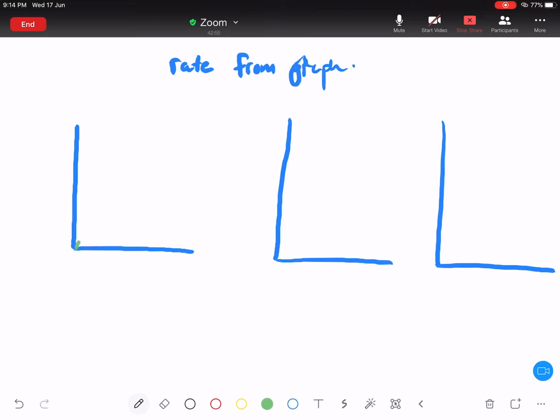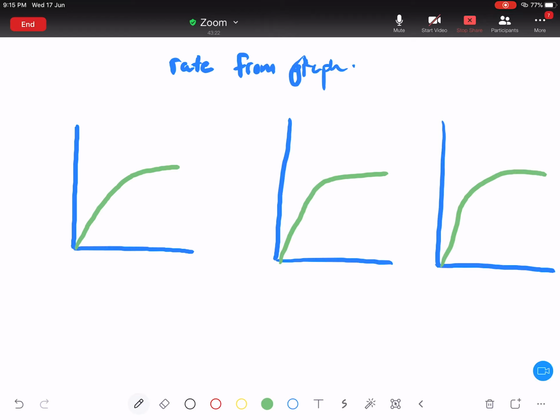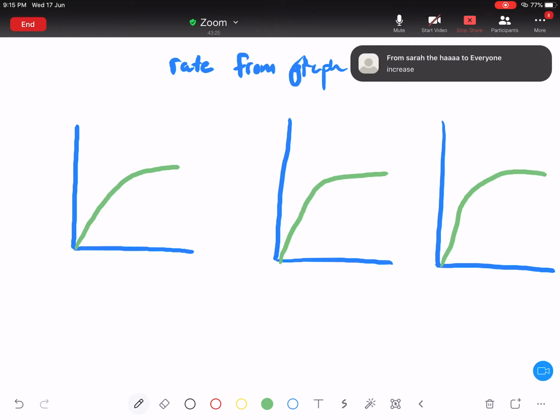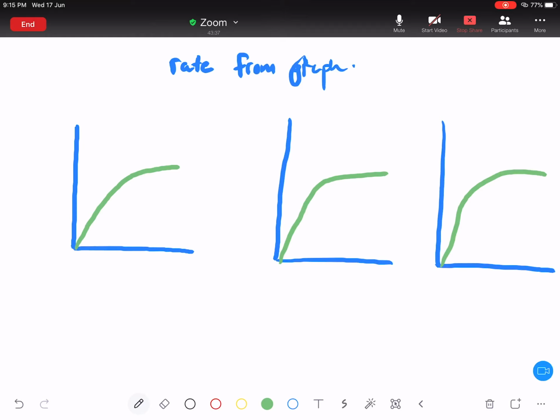Okay, kalau saya lukis like this, and like this. Graph, guys, graph ini merujuk kepada apa? Reaktan ke produk? Dia adalah produk. Why? Why it is a product? Sebab bertambah. Increases. Yes.